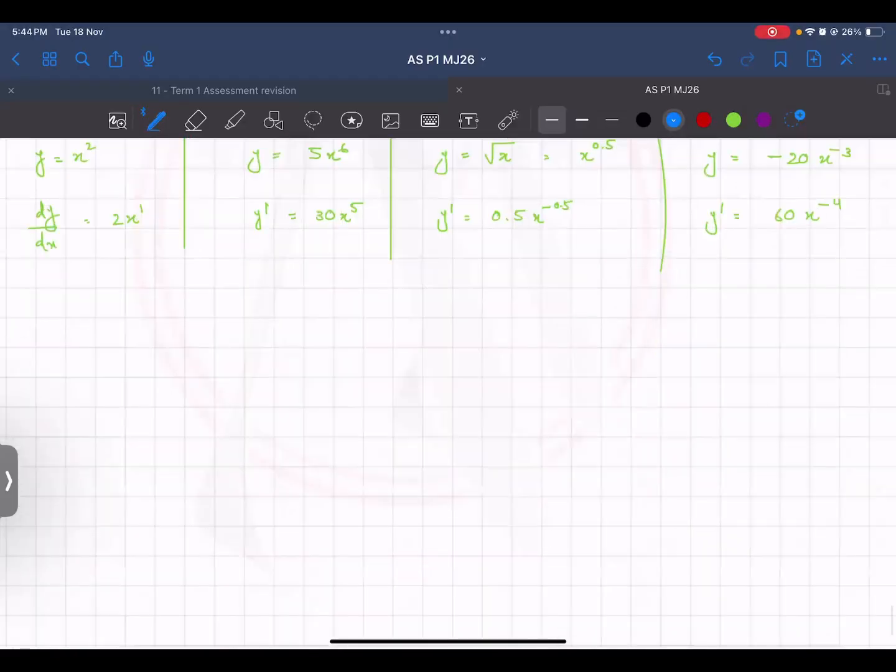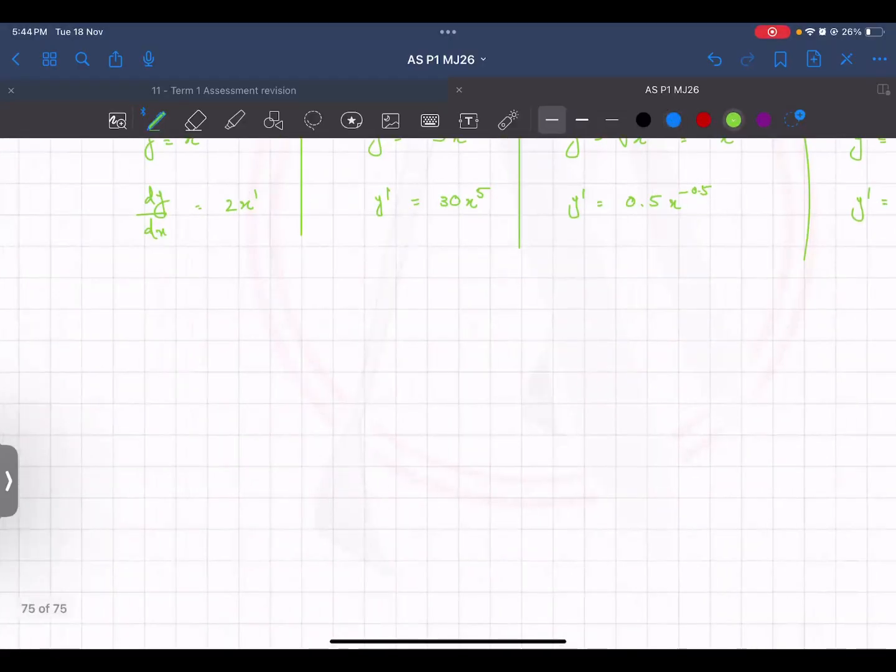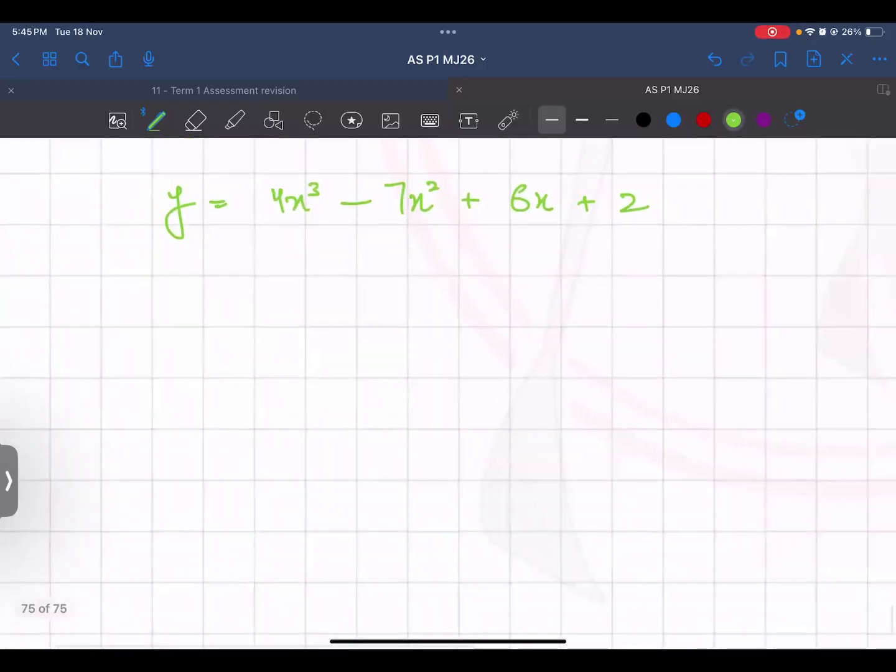So now let's suppose you have an equation. They have given you y equals 4x cube minus 7x square plus 6x plus 2. They're asking you to differentiate this. So what would you do? The y dash will become, we know the power 3 will come down and multiply with 4. So 3 times 4 will become 12, and the x power will be reduced. So 3 minus 1 is 2.